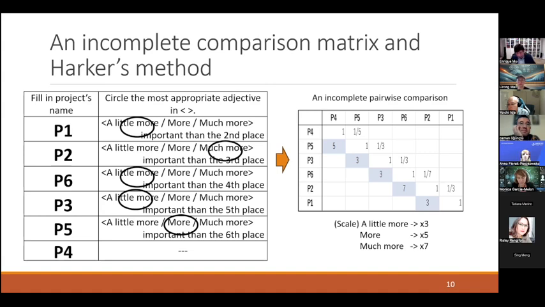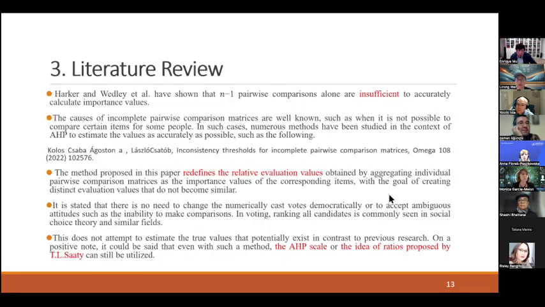And the second observation is that while you're using Harker's method, the method that Pat Harker developed is one of the possible ones. There are many different methods to fill in an incomplete pairwise comparison matrix, and the most common one is really using the diagonal above the ones.